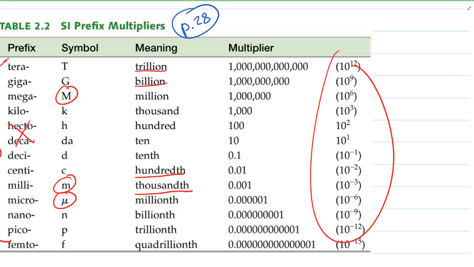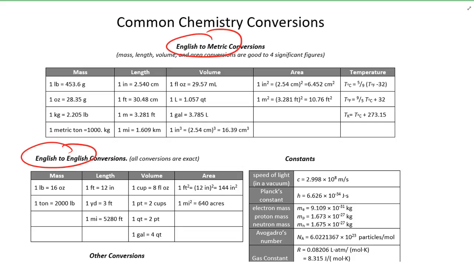So what I should point out to you here when you look at these conversions is that your mass, length, and volume and area conversions here, these are good out to 4 significant figures. That means they could have a limitation on your calculations. Whereas your English to English conversions, these here are exact. If they are exact, this means they have how many significant figures?